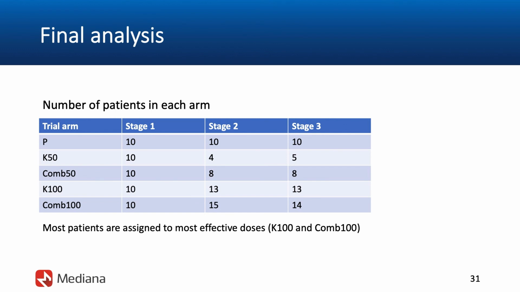This table shows us the numbers of patients that are allocated to each one of the 5 trial arms in stages 1, 2, and 3. And we can see here how the randomization ratios are updated in stages 2 and 3 to once again reflect the emerging data on the efficacy profile of the individual combinations of the experimental treatment and ketamine. And as a result, if we take a closer look at the table, we will notice that most patients are assigned to the most effective doses, which are K100 and combination 100.